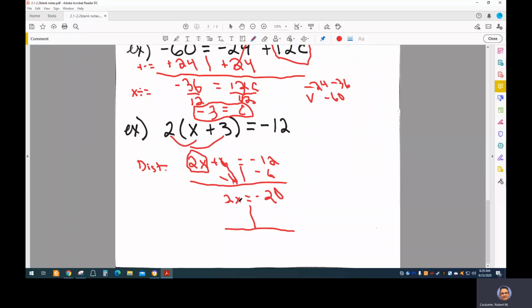Now we have 2 times x. Well, the opposite of multiplication is division. What we did here, I forgot to justify: the addition, subtraction property of equality. Now this is the multiplication, division property of equality. If I divide one side by 2, I have to divide the other side by 2. These will cancel, and I'm left with, we think that x is going to equal what? Well, negative divided by a positive is a negative, and 20 divided by 2 is 10.